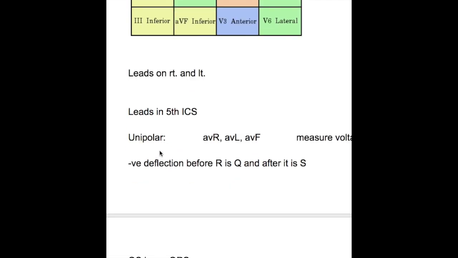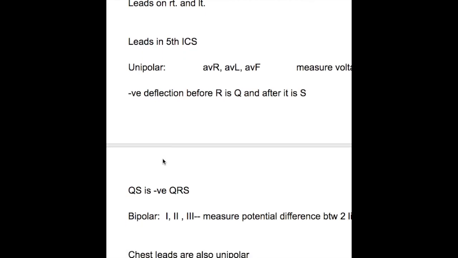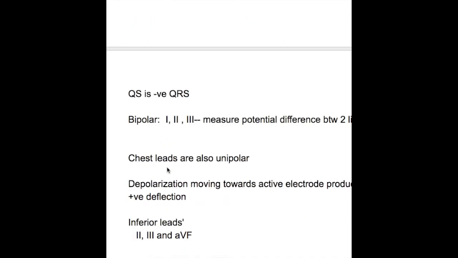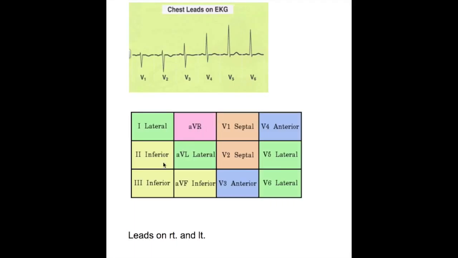A bipolar lead records the electrical difference between the two limbs. And what does a unipolar lead do? They measure the voltage. There are 9 unipolar leads, including these limb leads, AVR, AVL, and AVF, and 6 chest leads. And which leads are the inferior leads? Leads 2, 3 and AVF are the inferior leads. So two of the inferior leads are bipolar, limb leads 2 and 3, and lead AVF is also inferior.